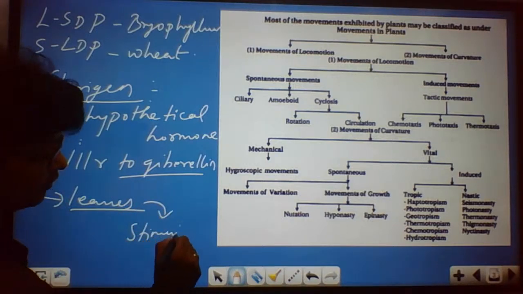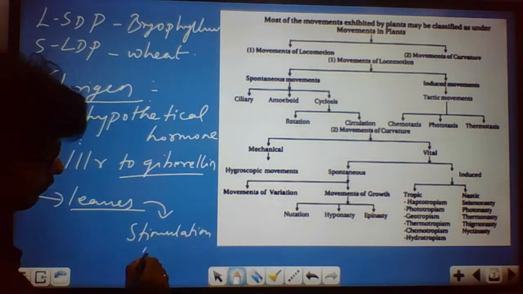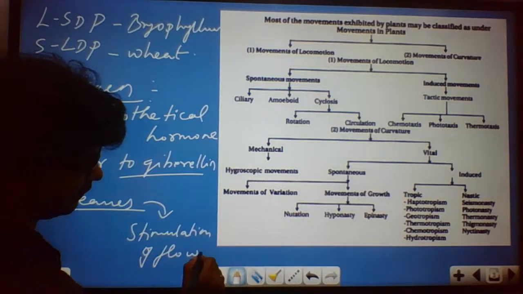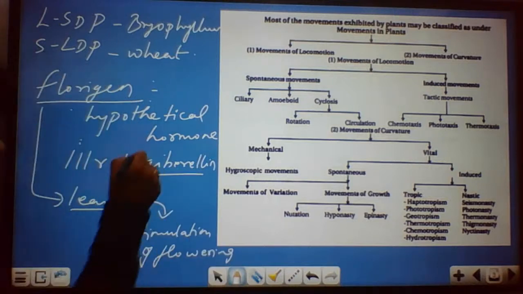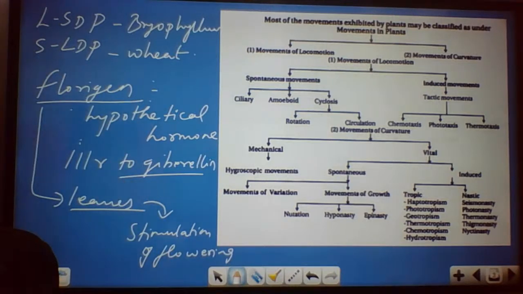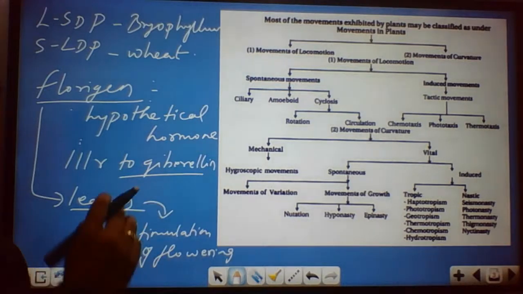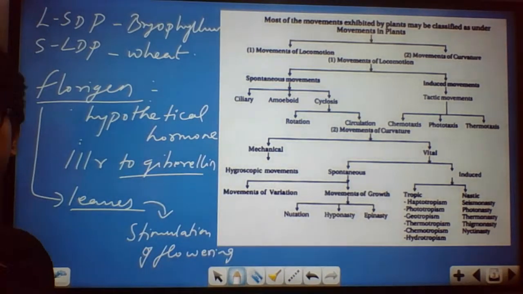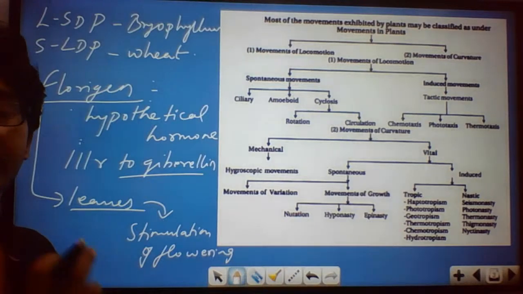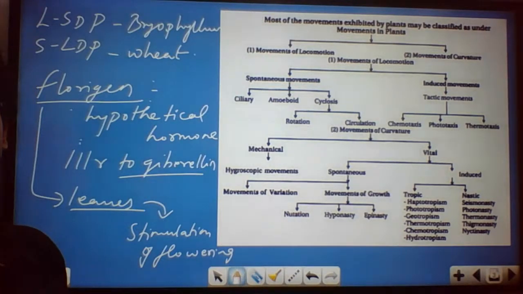This hormone's stimulation of flowering is a very important function. They performed experiments on the florigen by removing part of a leaf from one plant and grafting it to another plant. By that they confirmed that only the leaf part is carrying the florigen, not the other parts of the plant.